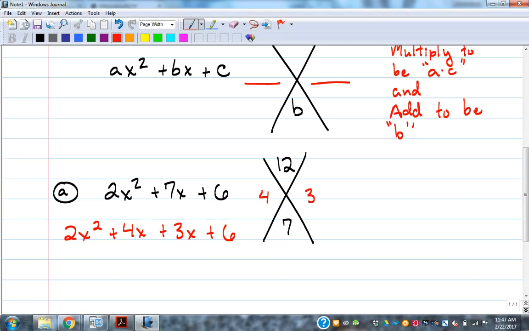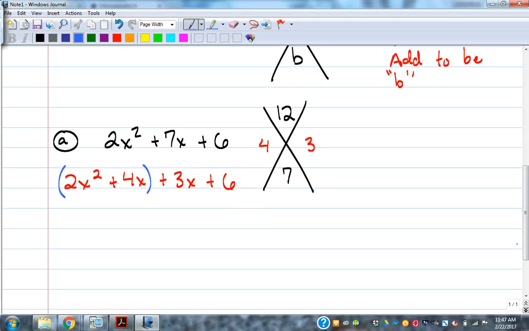Group it. First 2 together. For folks that were out yesterday, this is what we did yesterday. We did grouping. The first 2 together. What's the GCF of these 2? So we don't pay attention to this part yet. 2x squared and 4x. What do they have in common? 2 and an x. What would be left in their parentheses? X plus 2. Second group.